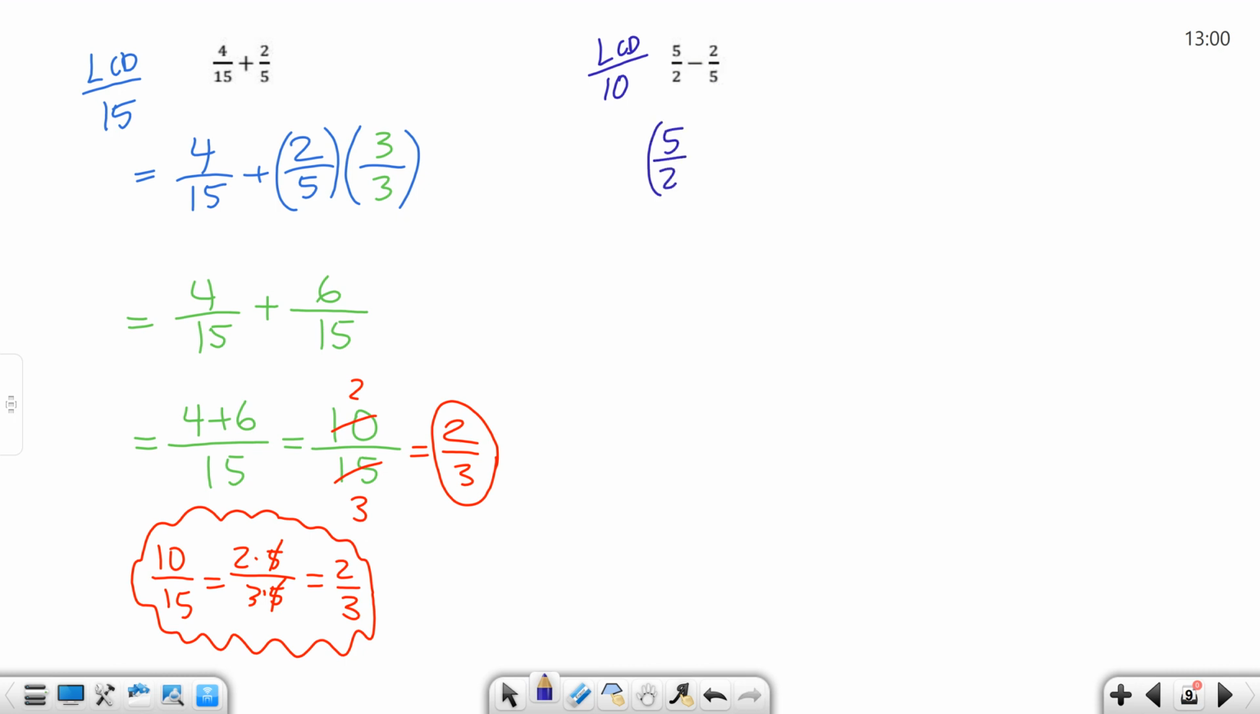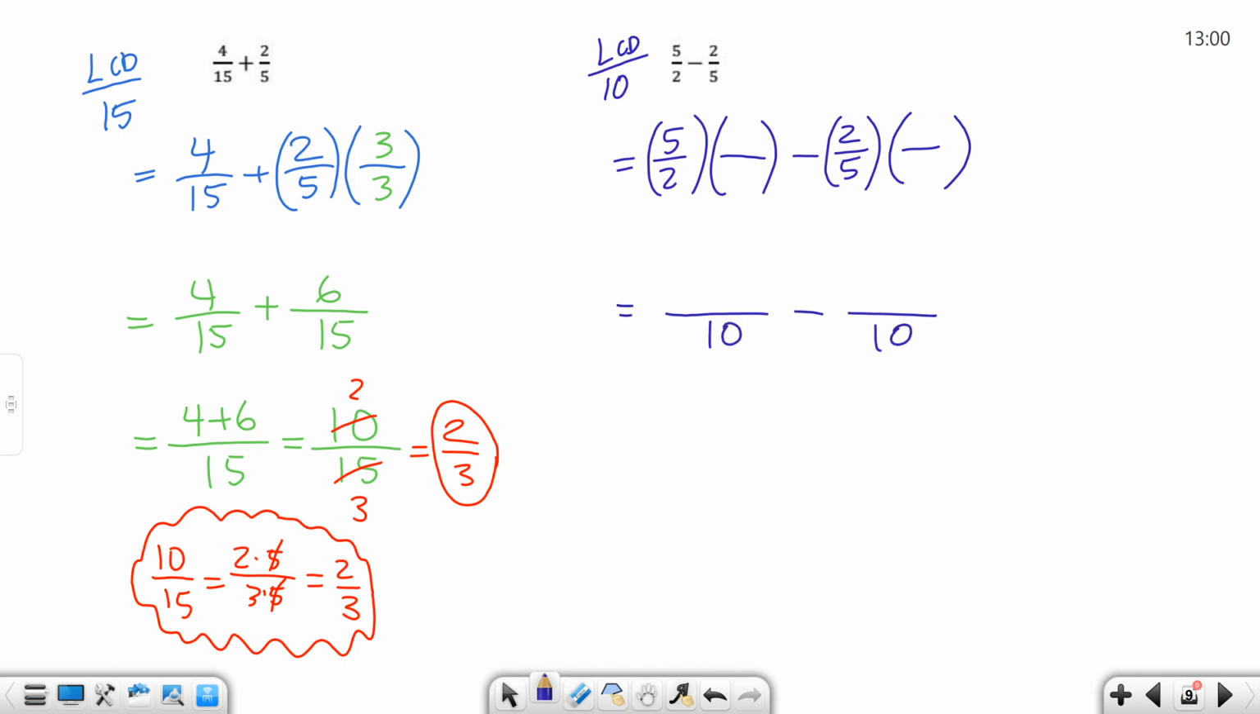So 5/2 gets multiplied by something, minus 2/5, and it also gets multiplied by a fraction, because I'm trying to get to the point where this is over 10 minus this is over 10. That's the point I'm trying to get to. I'm trying to get identical denominators. That's the entire point of least common denominator, LCD. To add and subtract fractions, the denominators have to be identical.